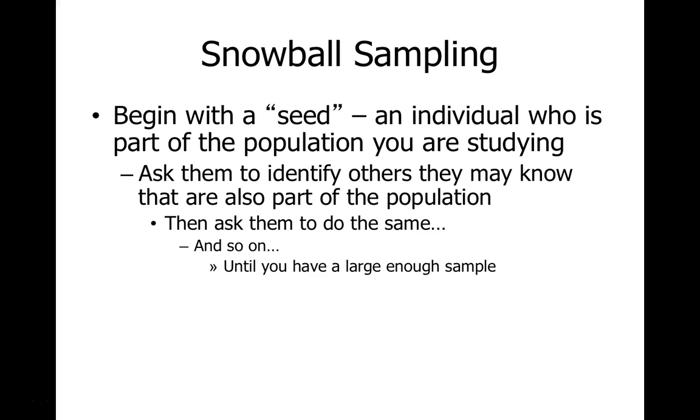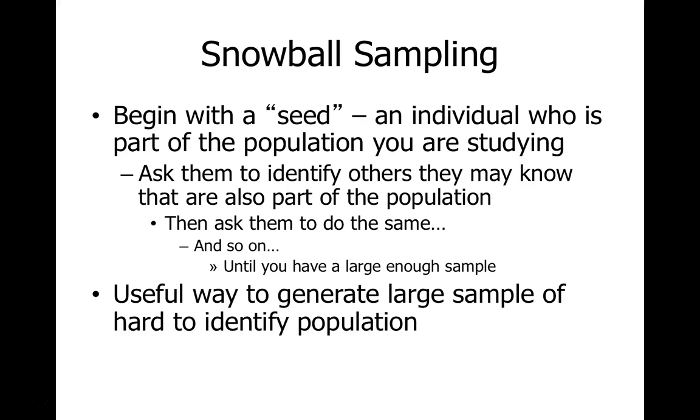Snowball sampling is a sampling technique where we begin with what's often called a seed, or an individual participant. This is an individual who's part of a population we're studying. We bring them in, we ask them to do whatever the research is that we're doing, and then we ask them to identify others they may know who are also part of this population. Then when those people come in, we ask them to identify other people they know who are part of that same population, and so on, until we have a large enough sample. So this is, again, snowballing. With every wave, the sample gets bigger and bigger. And this may be a useful way to generate large samples of hard-to-identify populations.